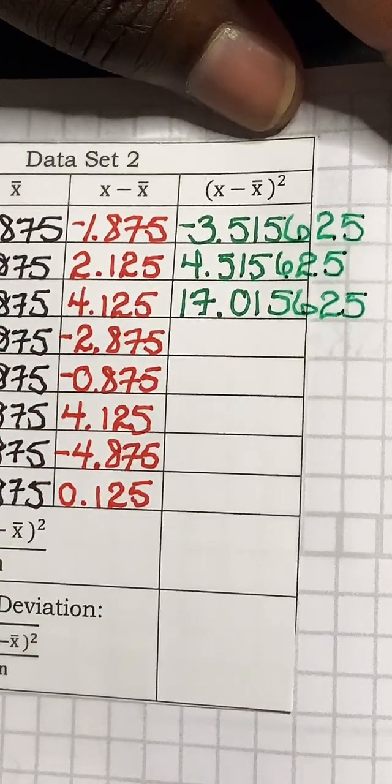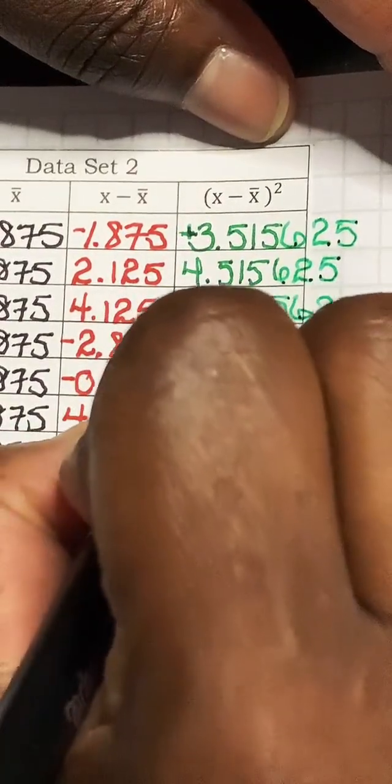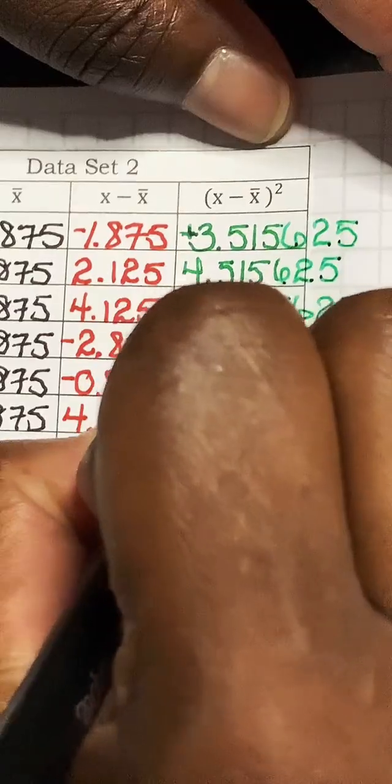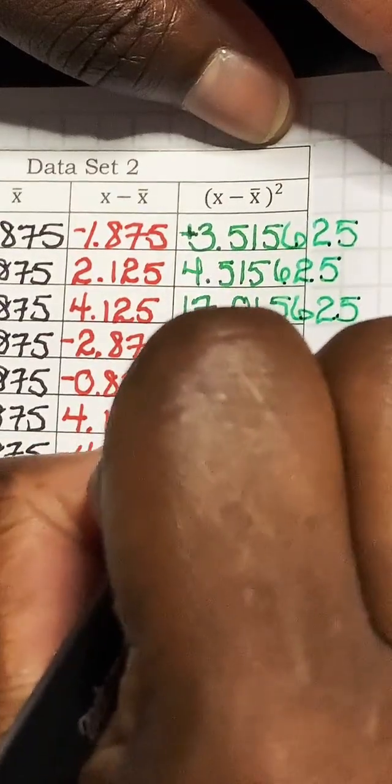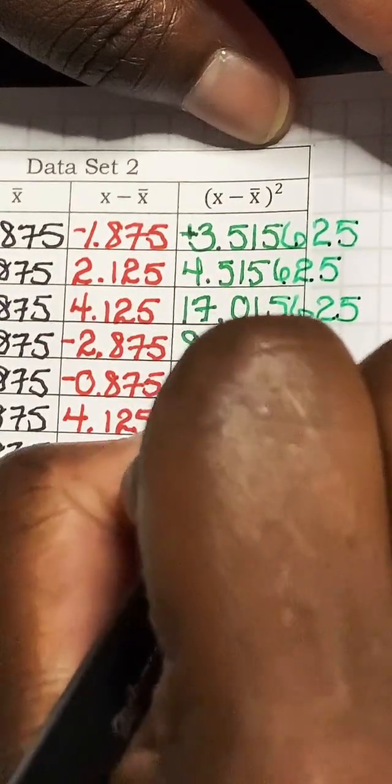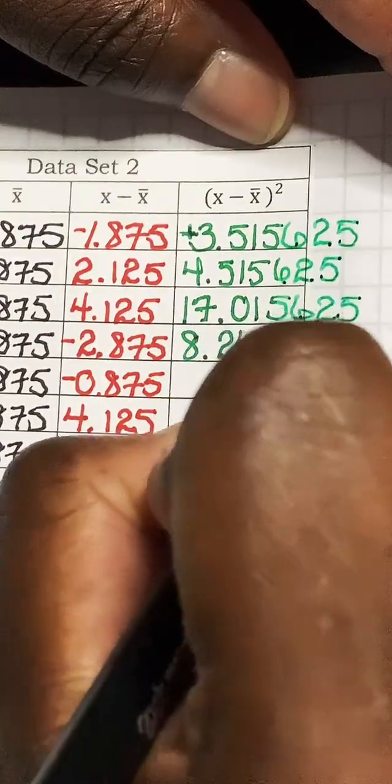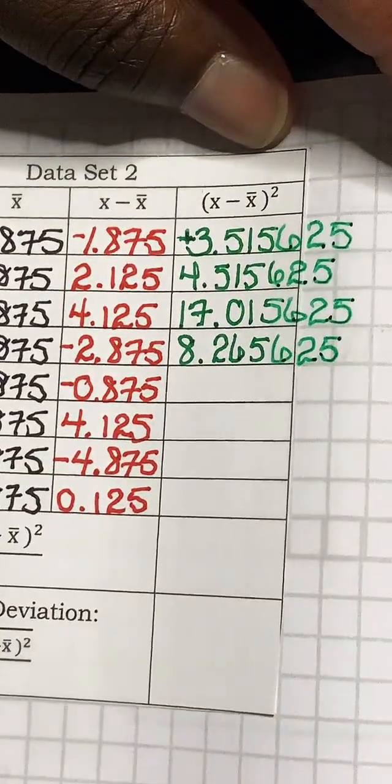Wait. Did I just put a negative? I'm so sorry. I am not doing what I'm supposed to be doing. Because a negative times a negative is a positive, right? Yeah, I shouldn't have any negative numbers.